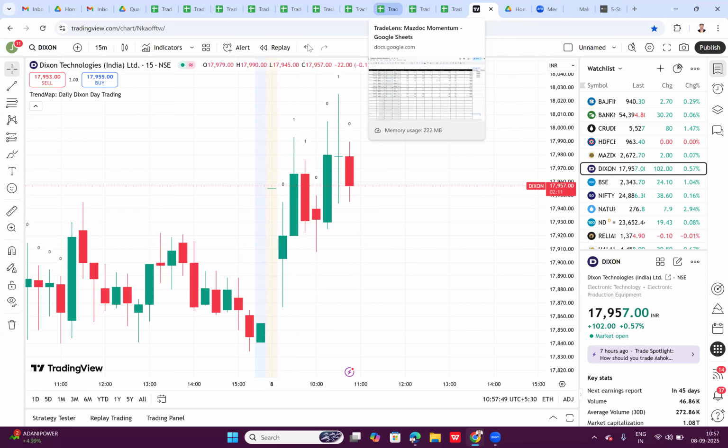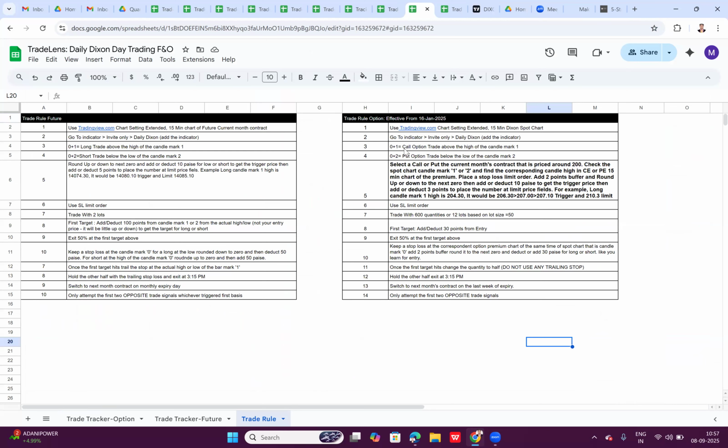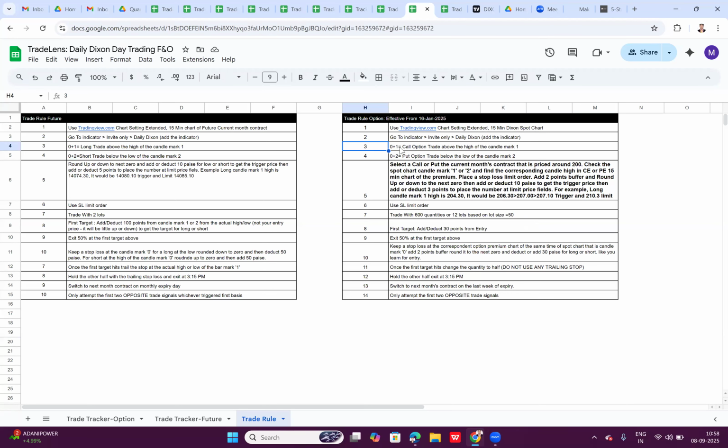The rule is very simple. First, we open the Dixon chart in the 15-minute time frame. After this, we apply our Dixon indicator. Using this Dixon indicator, we got 0 + 1. 0 + 1 means call option. So we will place a call option trade above the high of the 1 candle, means we will place a limit entry price. Always we have to place the order at a limit price. We don't have to take any action at market rate. So above the high of the 1 candle, we will place the proper entry.